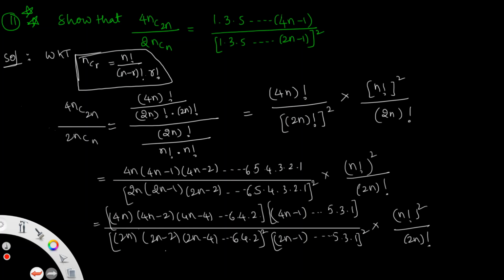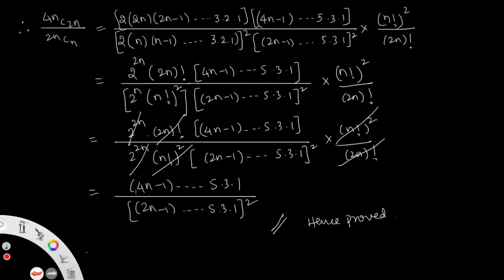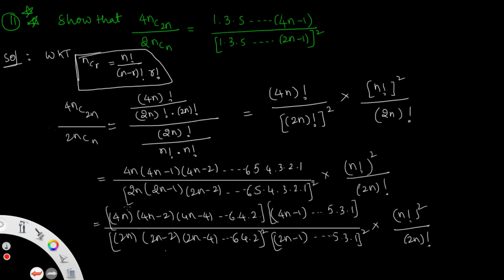Then you go to the next page. In the first terms I am taking 2 common. So in these previous terms, 2 is common in the numerator, that is 2 into 2n into 2n minus 1 into 2n minus 2 into 3 into 2 into 1. I am taking this just for the even terms of 4n in the numerator. This term should stay the same. Similarly in the denominator, the even terms are multiples of two, so that is why I am taking 2 as common.